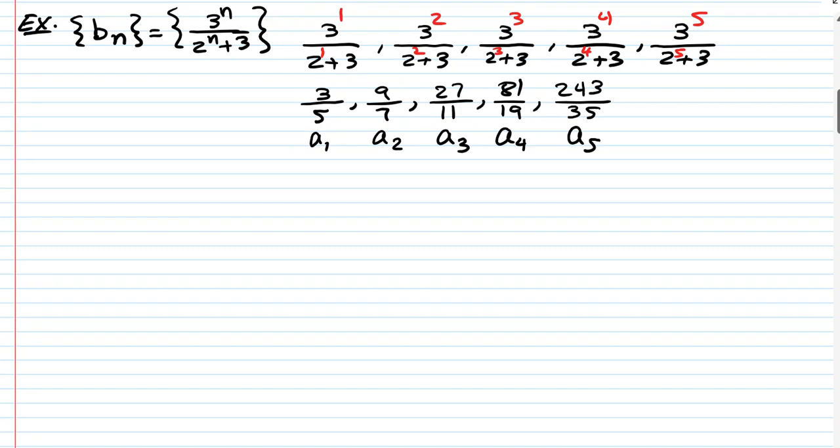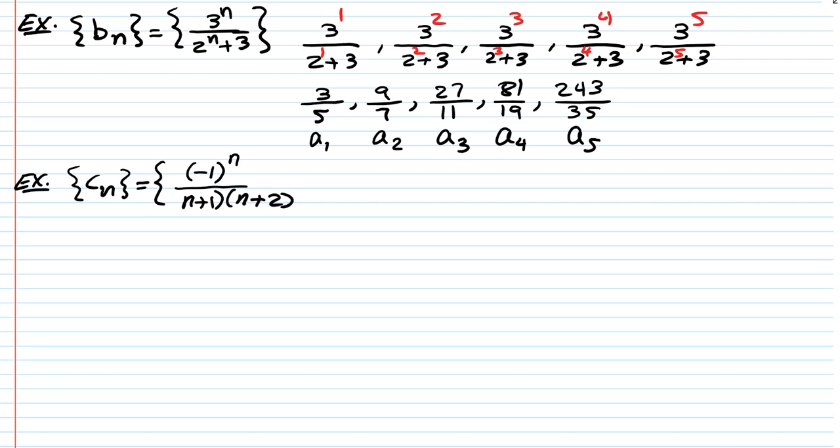Okay, let's take a look at an alternating sequence now. I'm going to call this C sub n, and the formula for C sub n, I'll make it easy. Let's go negative 1 to the n, and we're going to just go n plus 1 times n plus 2. How's that?